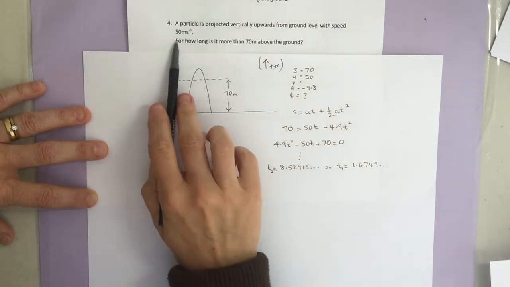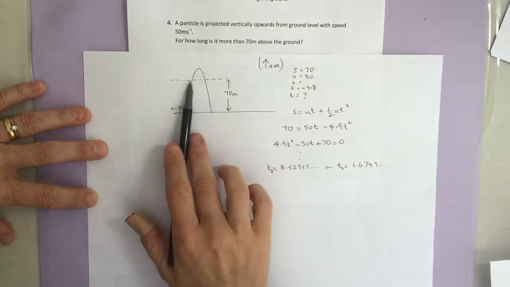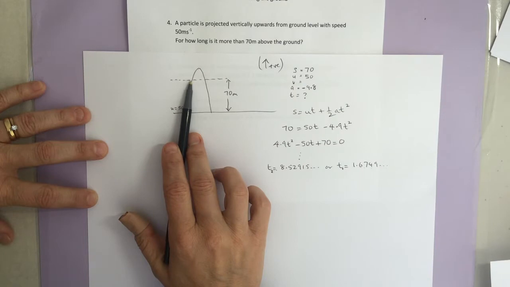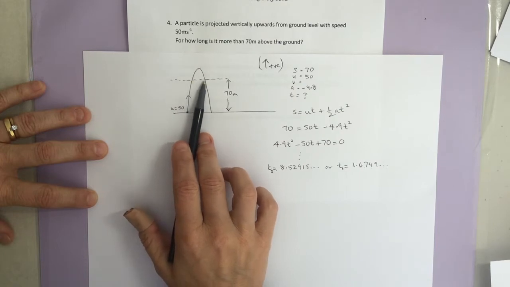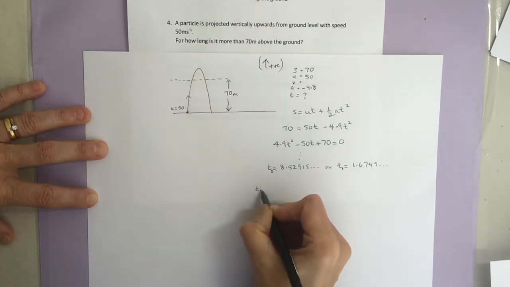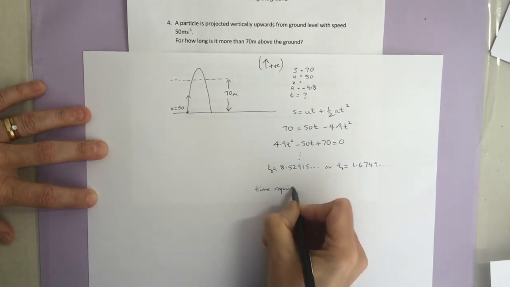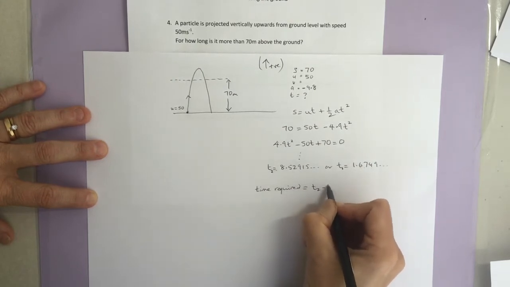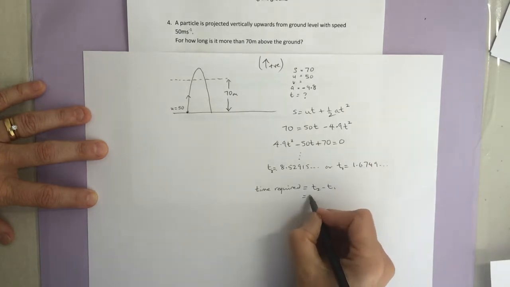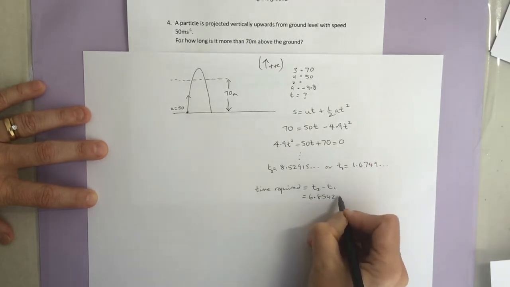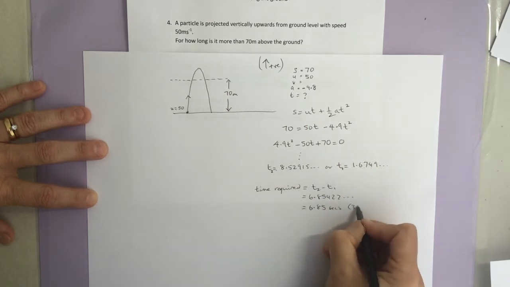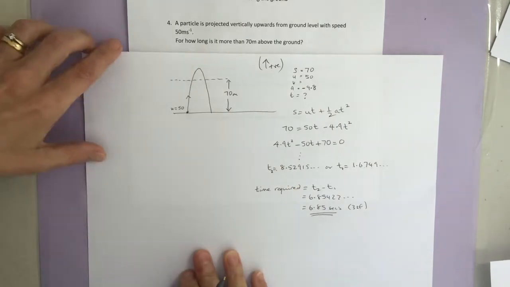Let's check the question. How long is it more than 70 metres above the ground? So I want to know how long it's in this bit. So it's taken me 1.67 seconds to get here, 8.53 seconds to get here. So the time in between up here must be the difference between those two. So my time required is going to be T2 minus T1. If you put those into your calculator, and again, use the full values, you should get 6.854. So 6.85 seconds to 3SF. Okay.